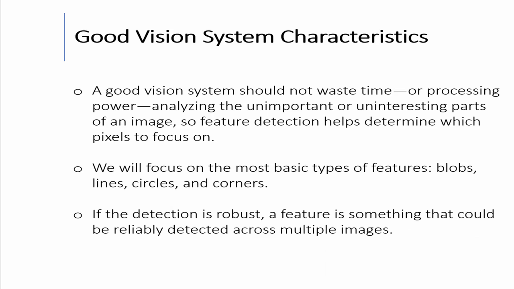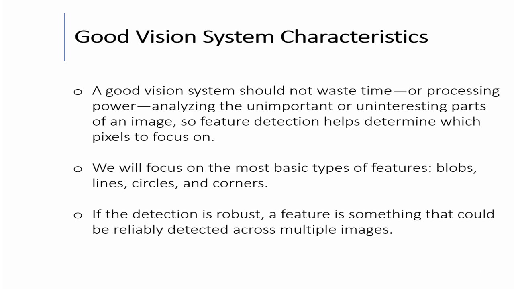So what makes a good vision system? A good vision system should not waste time or processing power analyzing the unimportant or uninteresting parts of an image. Feature detection can help determine which pixels to focus on. We will focus on the most basic types of features, which are blobs, lines, circles, and corners. If the detection is robust enough, a feature is something that could be reliably detected across multiple images.